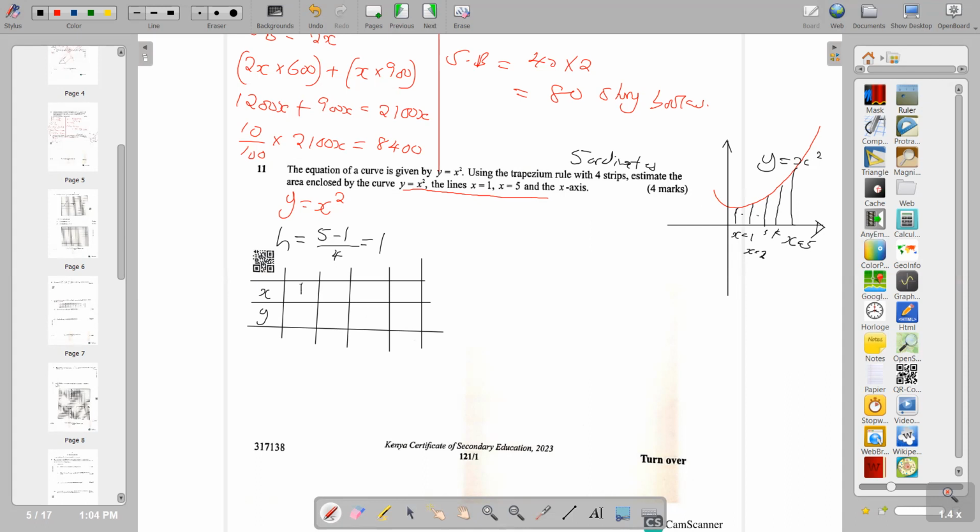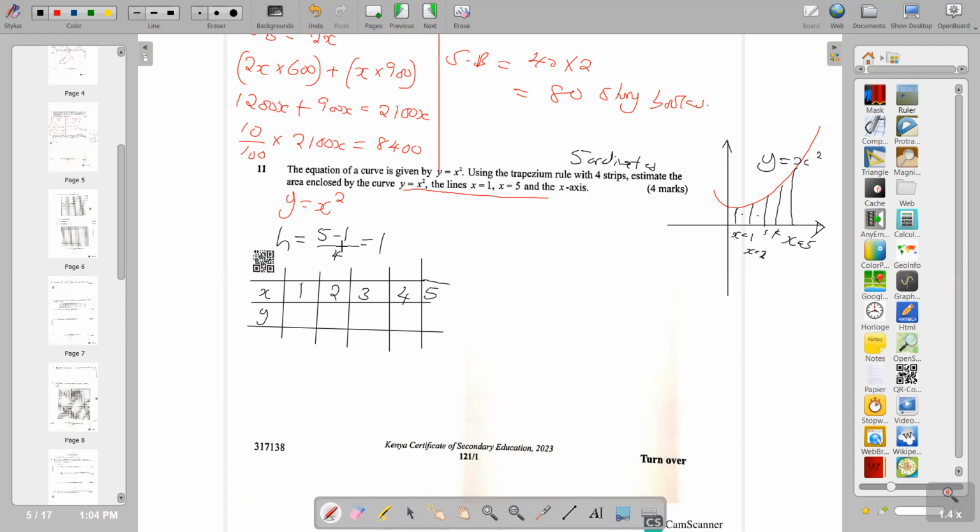So we start when x is equal to 1. The first ordinate will be at x is equal to 1. The second one will be at x is equal to 2, and then x is equal to 3, x is equal to 4, and finally x is equal to 5. So we're going to have 5 ordinates, but 4 strips. Strips is the gap between 1 and 2, 2 and 3. We're going now to substitute into this equation.